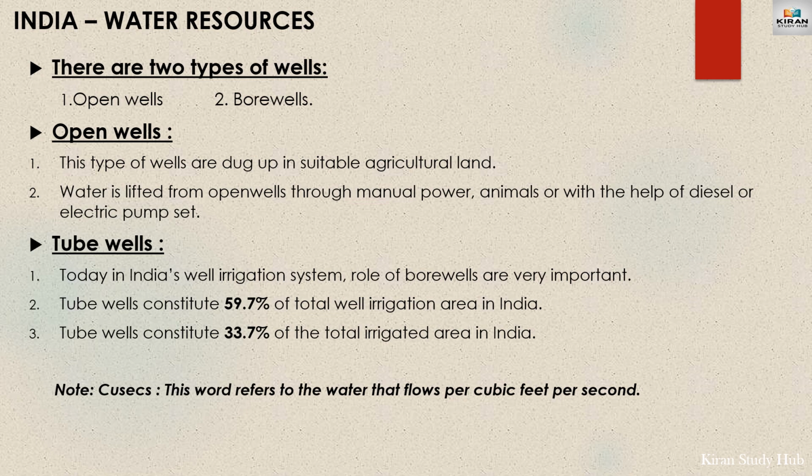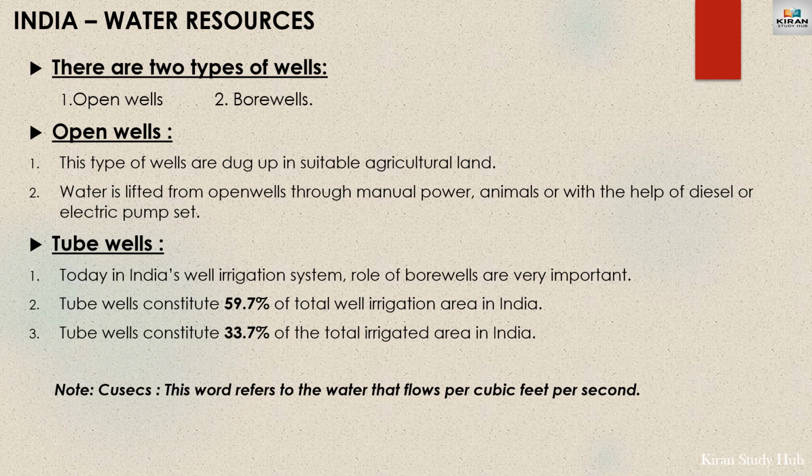There are two types of well irrigation: open wells and bore wells. In open wells, the wells are dug in agricultural land and water is lifted from open wells either manually, using animals, or with the help of diesel or electric pumps.